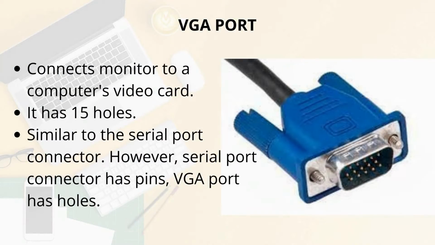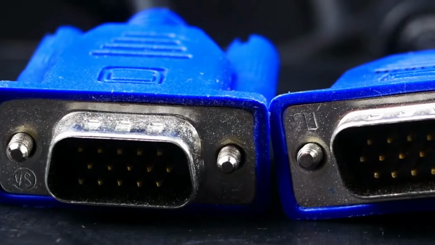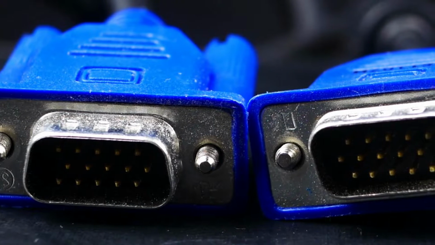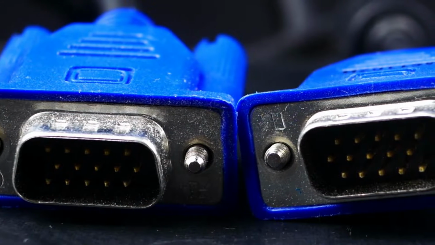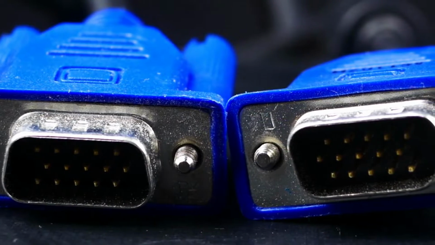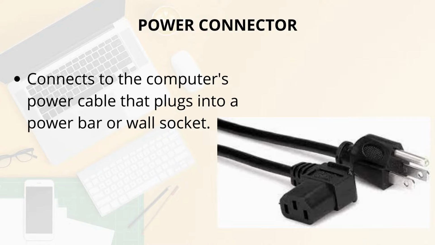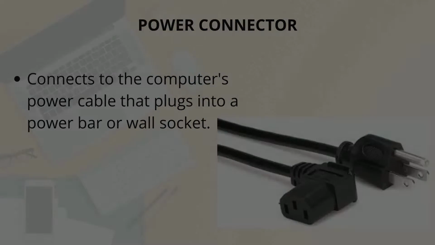VGA port. Connects monitor to a computer's video card. It has 15 holes. Similar to the serial port connector. However, serial port connector has pins, VGA port has holes. Power connector. Connects to the computer's power cable that plugs into a power bar or wall socket.